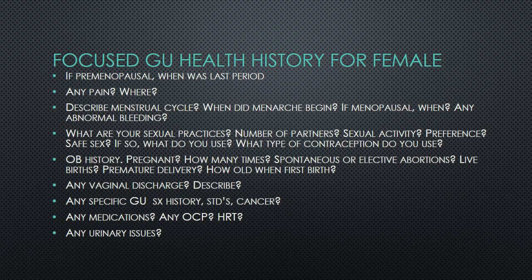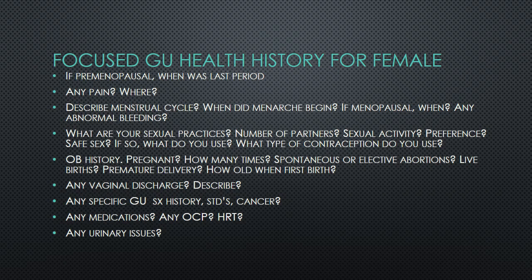If they're bisexual or homosexual or heterosexual. Are they practicing safe sex? If they're not, educate. If so, what do they use? What type of contraception are they using? If they say they don't want to get pregnant, but then they say they're not using any type of contraception, that's something that needs to be educated on.